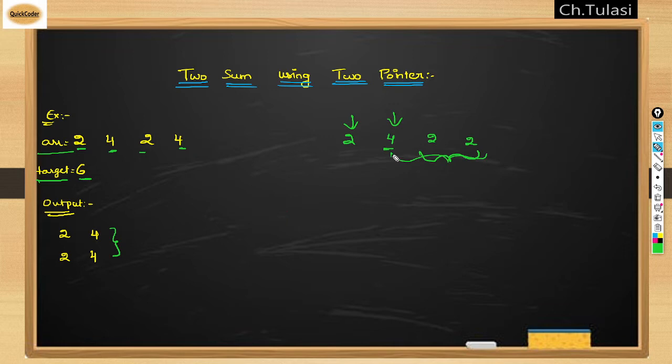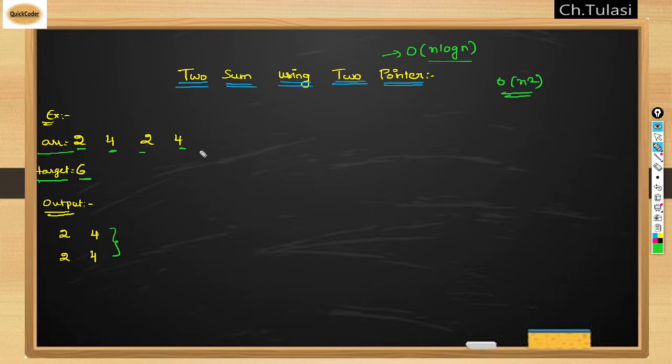But the brute force actually takes O of n square. The two-pointer solution takes O of n log n. Is there any better solution? Yes, of course, we have a better solution, and we can discuss it later. But this solution takes O of n log n. So why does it take O of n log n?